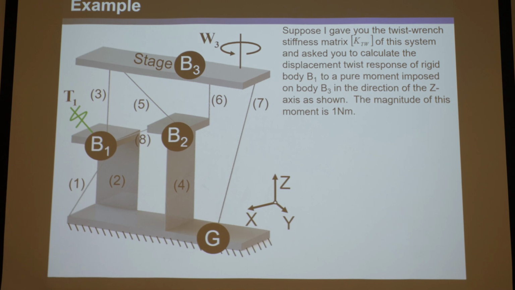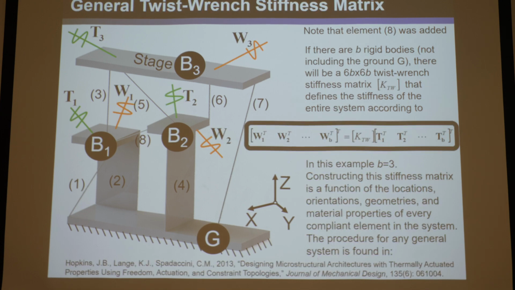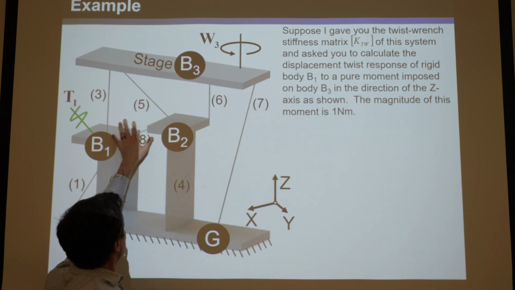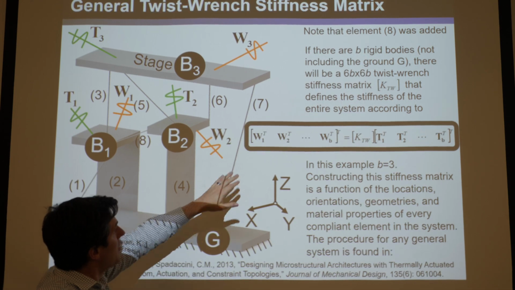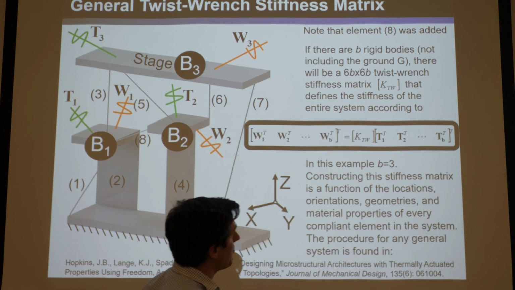So let's do that. Let's say I wanted to put a pure moment on the stage, which is body 3. So I'd put omega 3, and it's defined with respect to this coordinate system, so it's collinear with the z-axis. That moment would be 0, 0, 0, 0, 0, 1 Newton meter. If you stacked it in here, say we want no wrench on these bodies. So these first two would be 6 zeros, and the last one would be all zeros except 1 Newton meter.